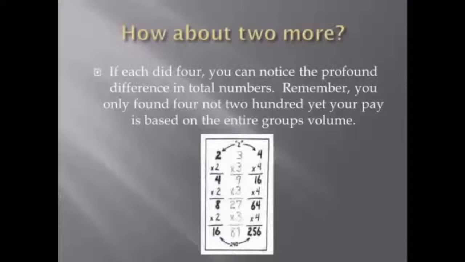So how about 2 more than the initial 2? If each did 4, now you can see kind of a profound difference in the total numbers. So remember, you only found 4, not 200. Yet your pay is based on the entire group's volume. That 256 plus the 64 plus the 16 plus the 4 that you found, all of those added together equals your revenue. And if they each have customers, you're paid on every one of their efforts. And that's what we talk about when we say you're leveraging the effort of others to have a residual income producing asset.